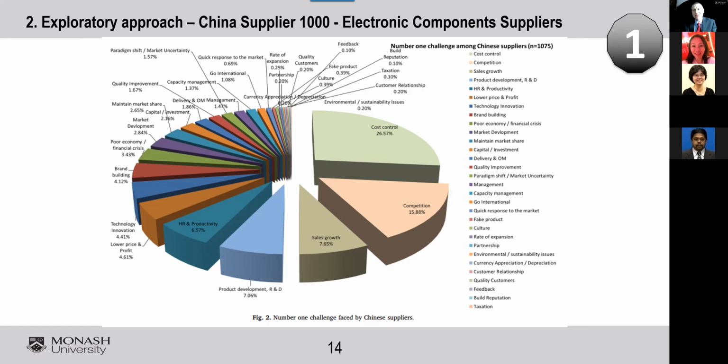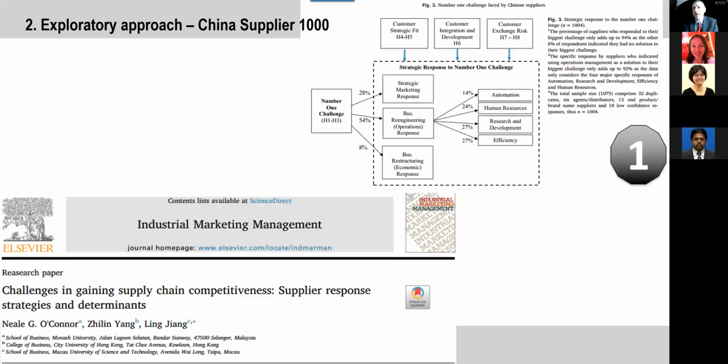We asked two questions out of the over 100 questions in that interview, which ran over 10 pages, and each interview took one hour. We asked two questions: what is your number one challenge, and how are you responding to that challenge? We asked that 1,075 times, and here we have the distribution. Can we publish that? Yes, we can. We published that in Industrial Marketing Management in 2018.